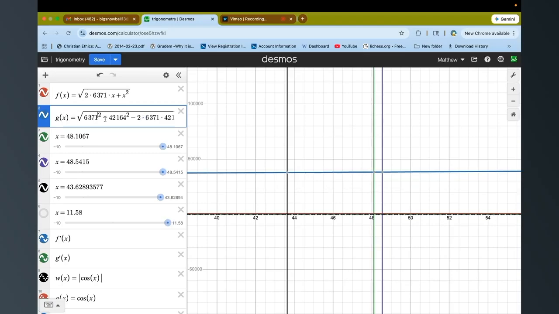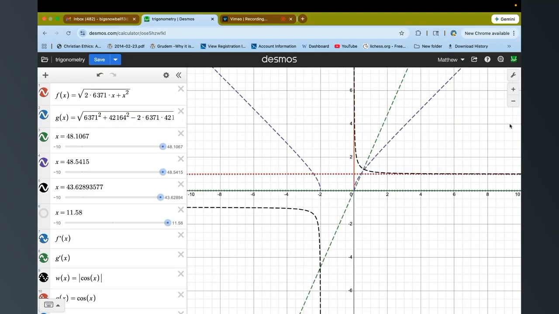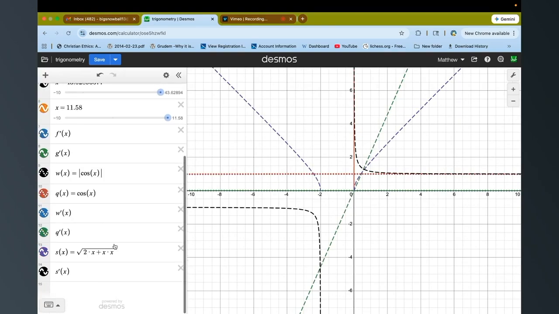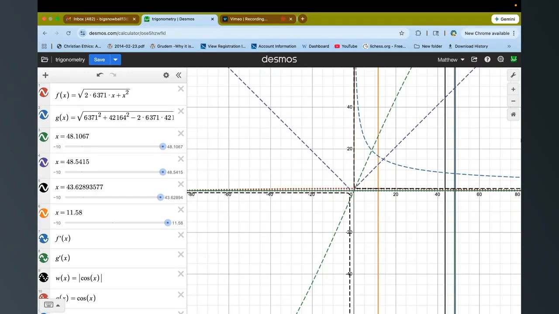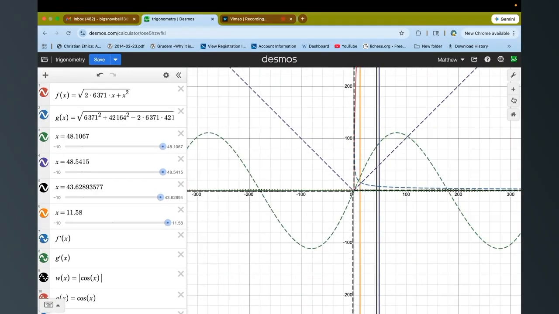And to show you the whole graph, x here, cosine x, put x here, g of x, x here. This is the derivative of that cosine graph.